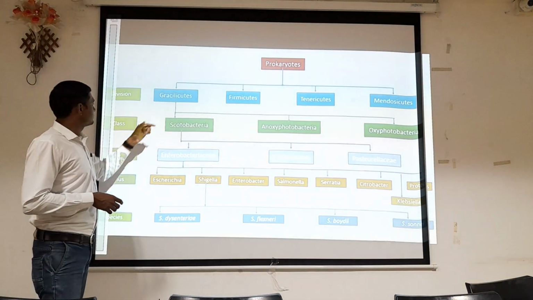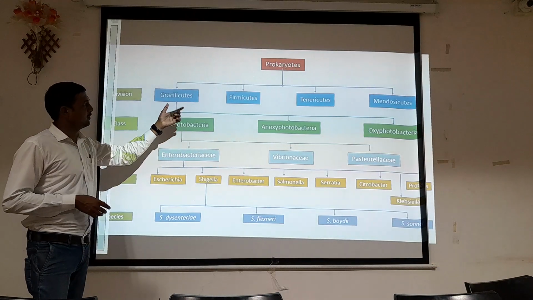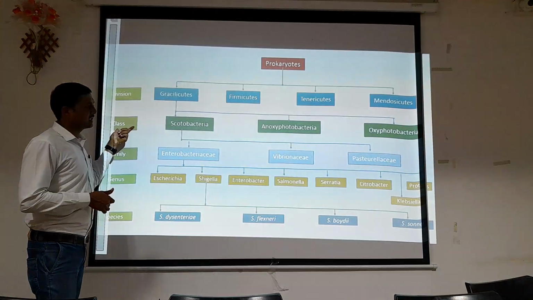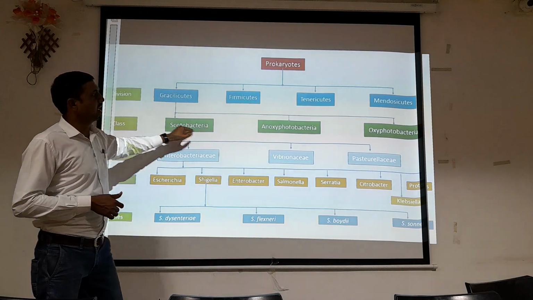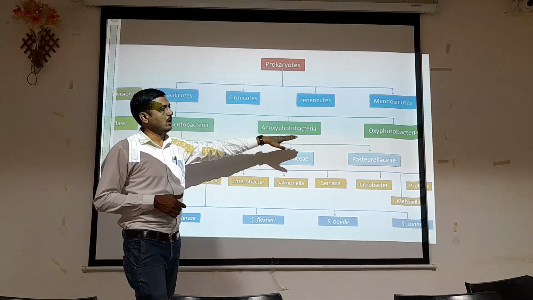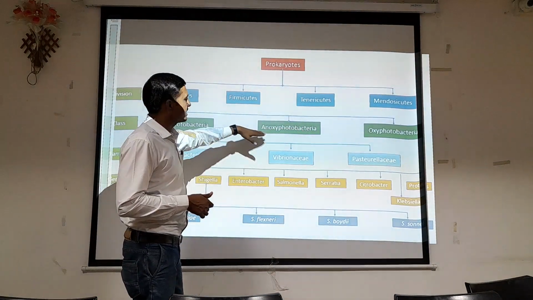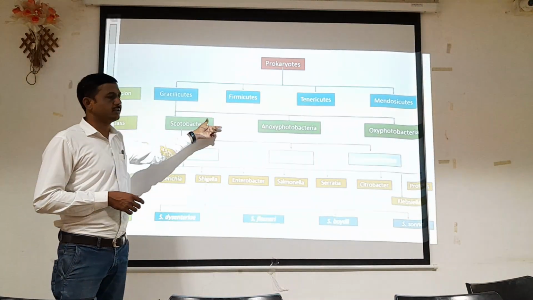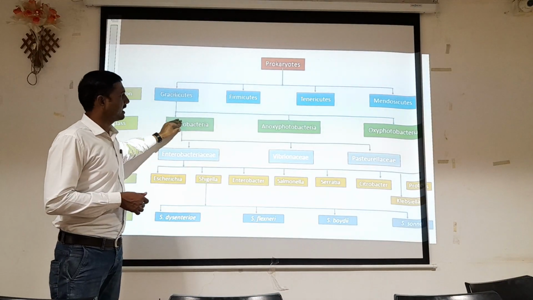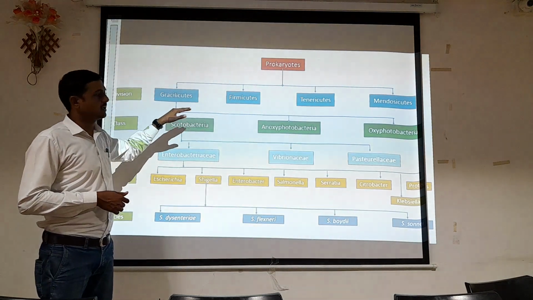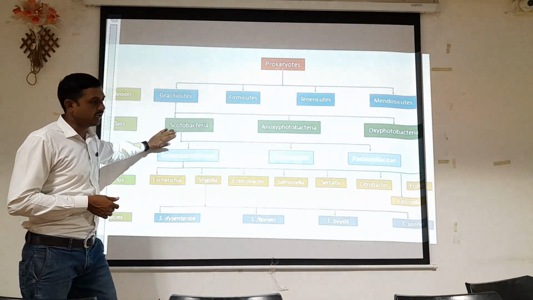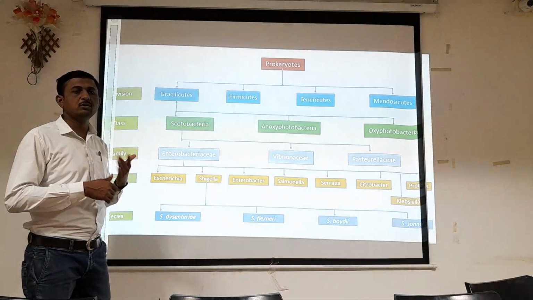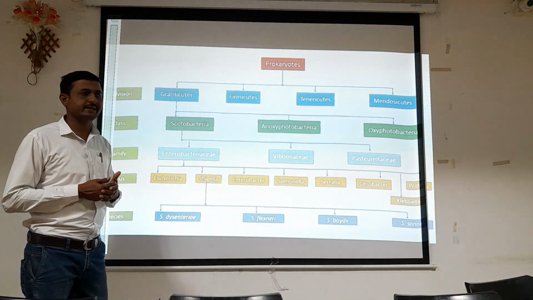Again, the Basilicutes are classified. Here we are taking only Basilicutes. These are also classified into different groups. Another classes are Scotobacteria, Anoxyphotobacteria, Oxyphotobacteria. These are classified into different classes with respect to their metabolic process or their oxygen requirement, that is, how their metabolic processes are carried out.